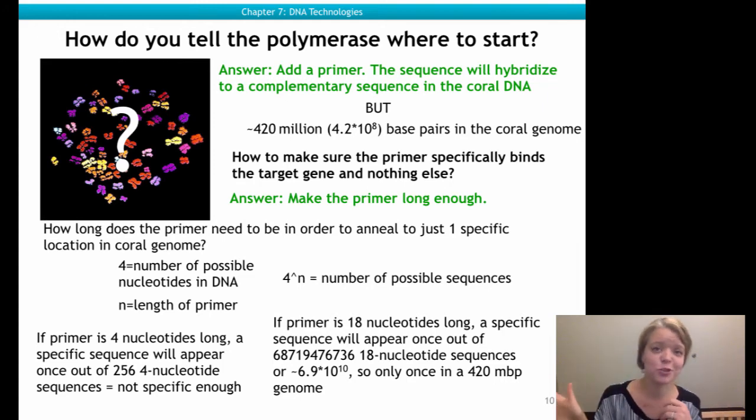So this was a little bit too technical for the beginning, but hopefully you appreciate from the slide that a sufficiently long specific primer needs to be designed in order to assure that the DNA polymerase amplifies only one sequence from the template as opposed to many sequences.